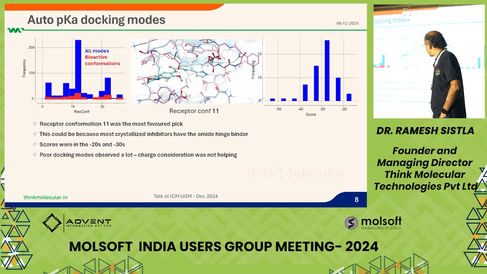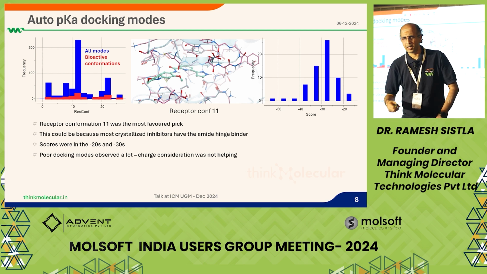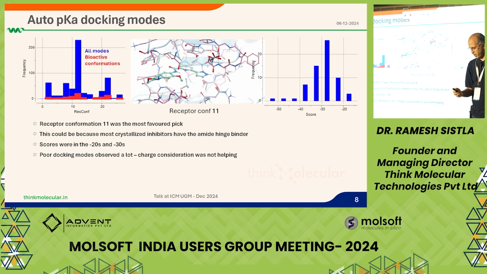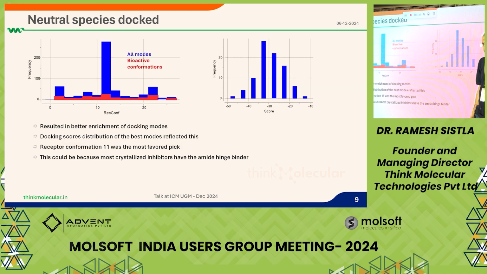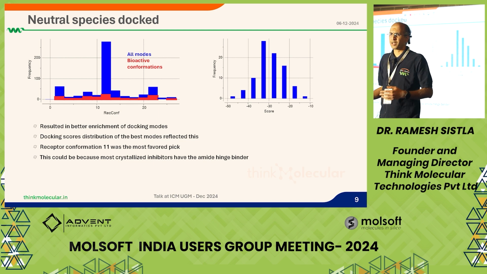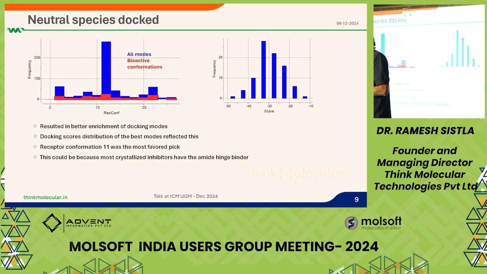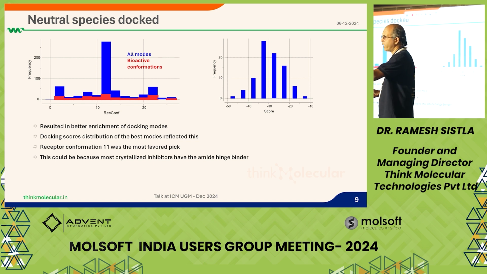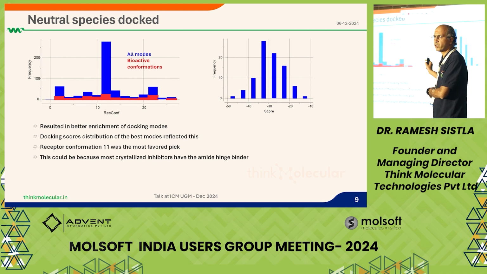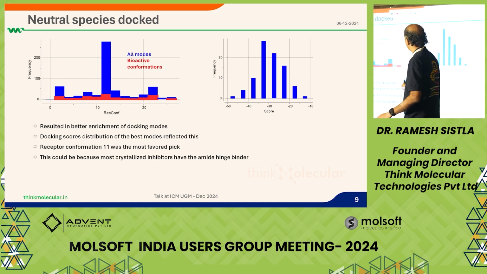But overall, I saw poor docking modes a lot of the time, so I was not too encouraged by this. The charge consideration was actually not helping. So that is where I moved to dock the neutral species as is. In this case, remember, we are doing a virtual screening type of exercise. The idea is not to get absolutely right binding modes which you are going to optimize, but rather to see whether you are able to identify a hit as a hit or not. So I took this route and used the neutral species.